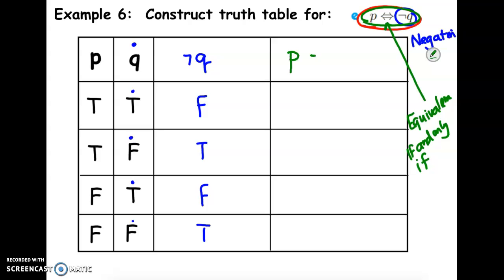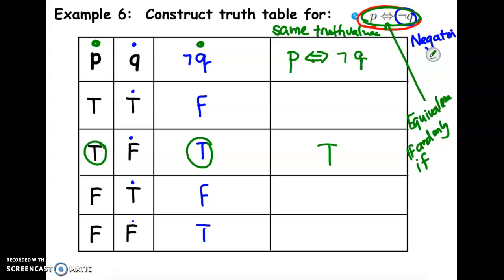P equivalence, not Q. So we're going to be looking at column 1, truth values, and column 3, truth values. And we're looking for them to be the same truth values. So that means both false or both true. So we look at that truth value and this one, they are both true. So your final answer is true.